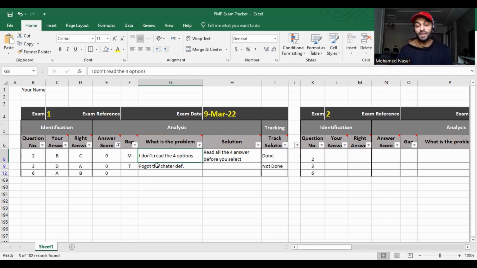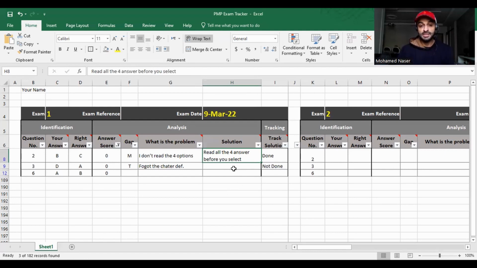After that, you need to specify the problem. For example, it's a mental problem because I didn't read the 4 options. The answer was D, but I just read A and B, and then I selected A. This is a mental problem. What is the solution here? You need to read all the 4 answers. You write this is my gap, I need to focus on that. Or I have a headache, or I can't stay in focus mode after the third hour. So you need to do this for each gap. What is the gap, and how can you solve it?